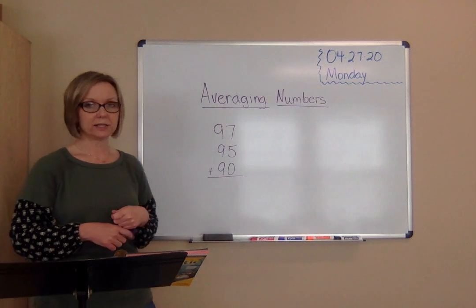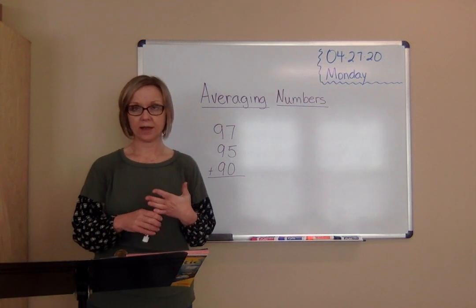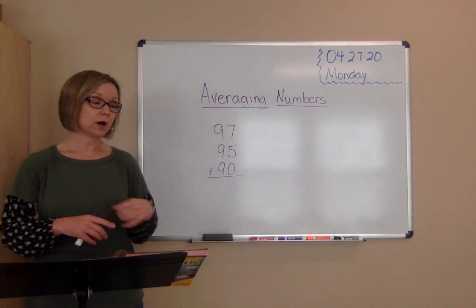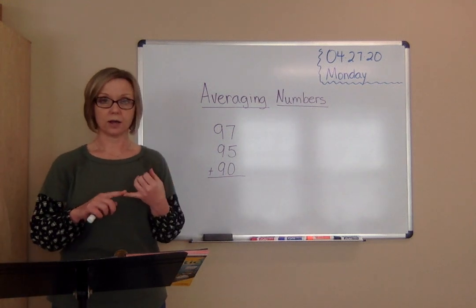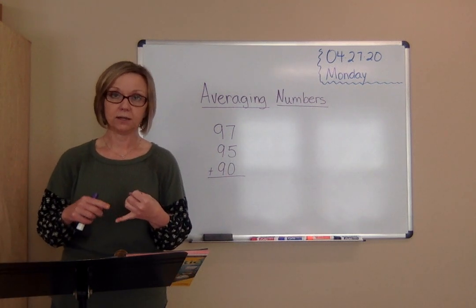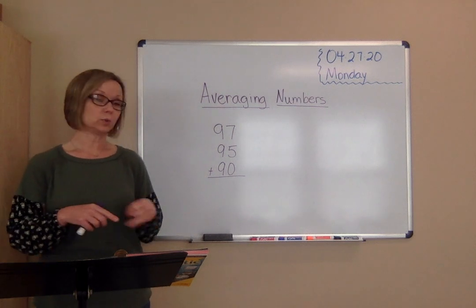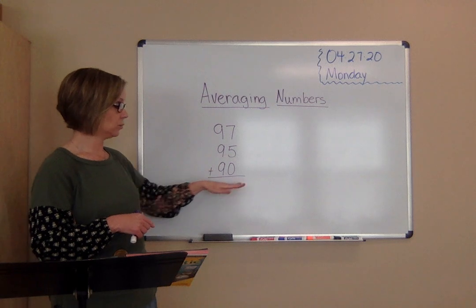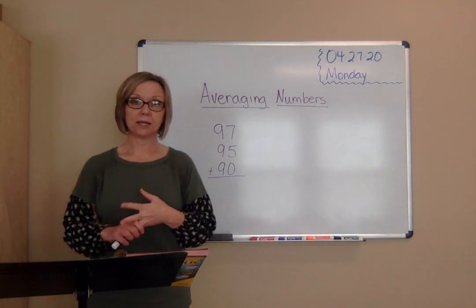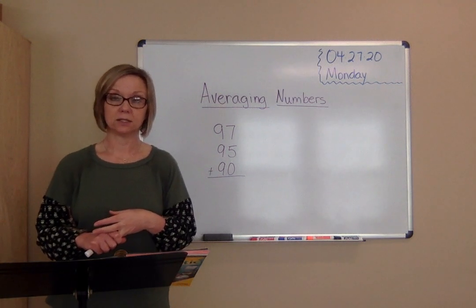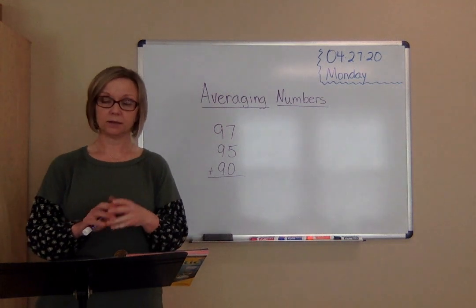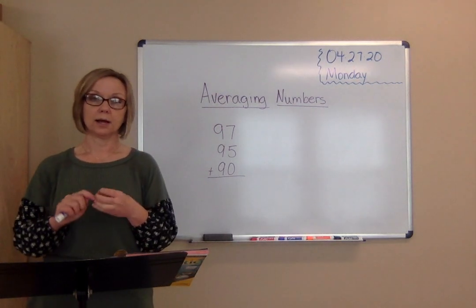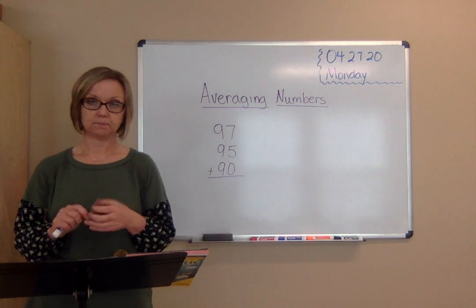So just a couple of things to think about when you are thinking about averaging numbers. First of all, we're going to use our skill of adding, addition. And then once we get our sum, add in, add in, add in. Once we get our sum, the second process that we're going to use is division. Okay, so pretty simple, addition and division.